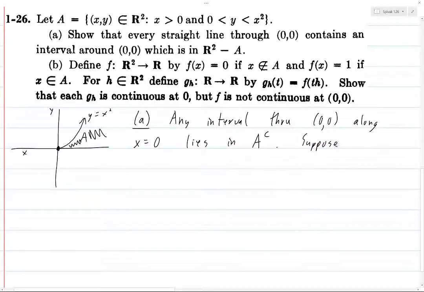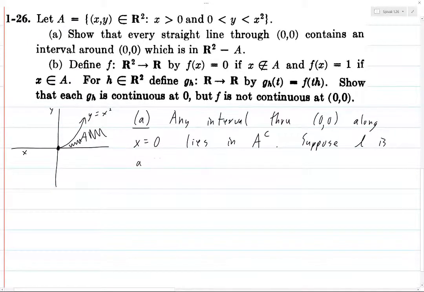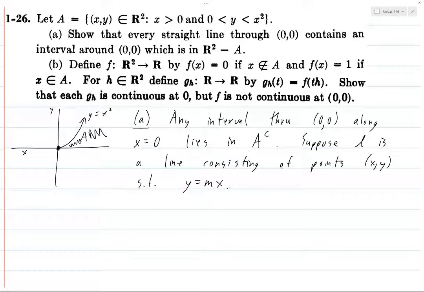So suppose L is a line consisting of points (x, y) such that y equals mx. This is the only other possibility of what such a line through the origin could look like. It's either going to be x equals 0 or it's going to be y equals mx for some m.